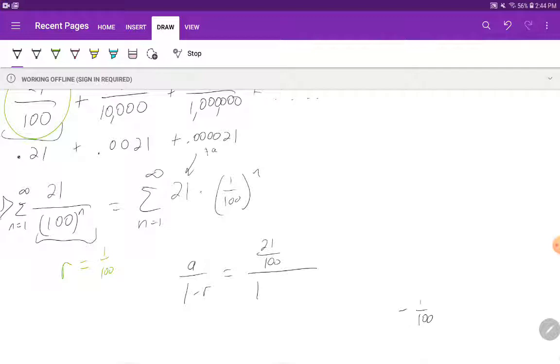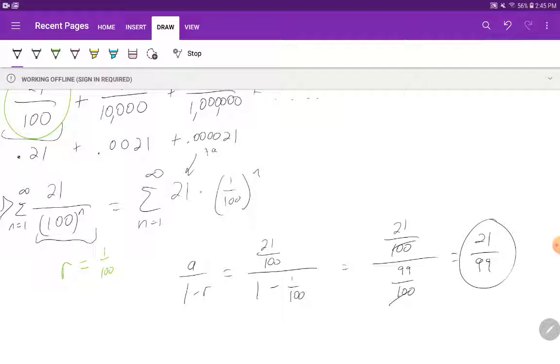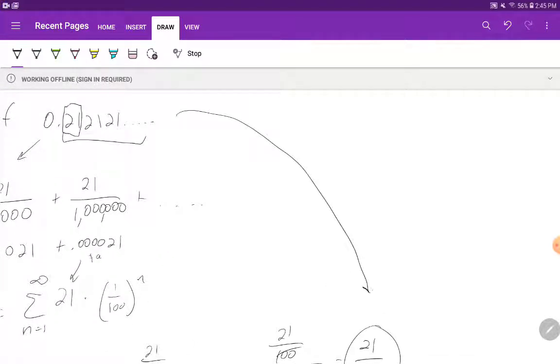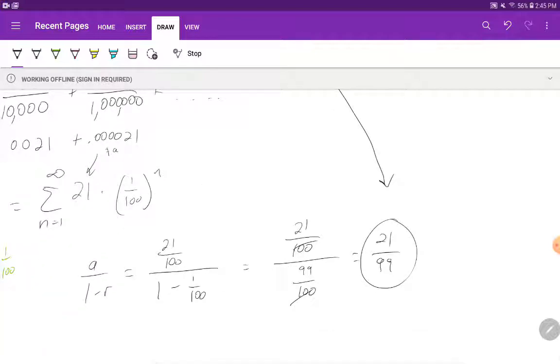Do some simple algebra here. 21 over 100 over 99 over 100. The hundreds cancel out. And look at that, you just turned the repeating decimal into a fraction. Pretty cool, right? You can do that with any repeating decimal, okay?